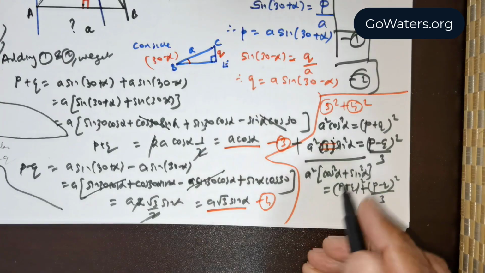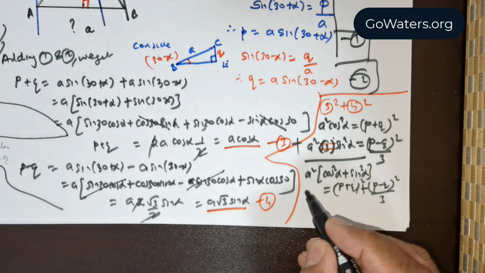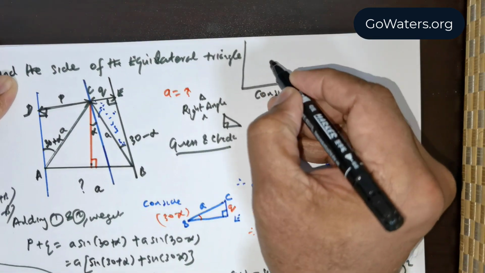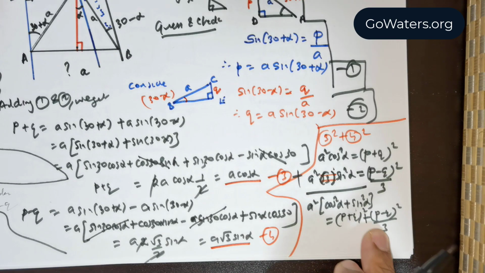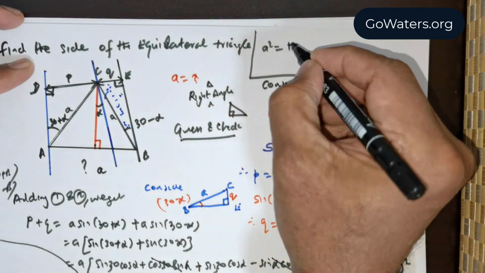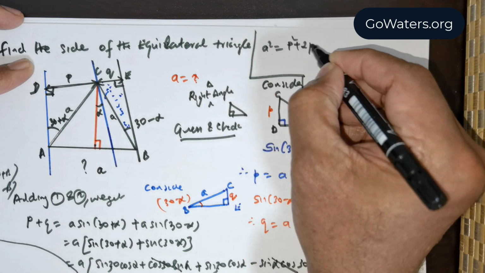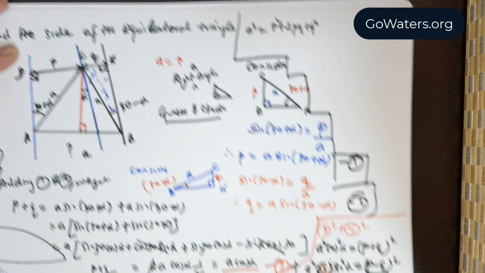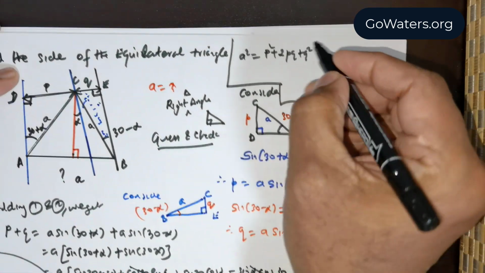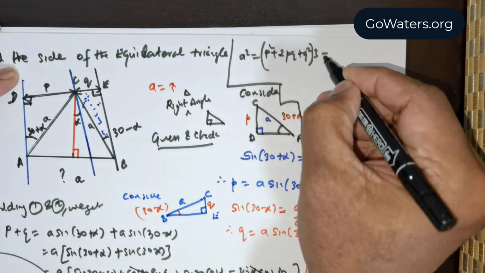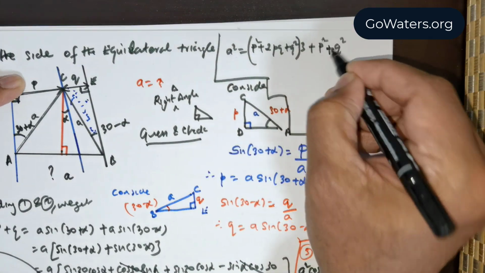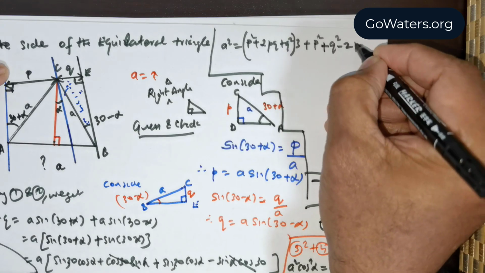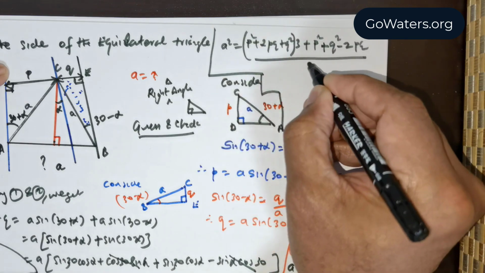Cos squared plus sin squared is 1. So I've got A squared here. So A squared is equal to (P + Q) raised to the power of 2 divided by (P - Q) raised to the power of 2. Now if you want, you can expand this. So this is going to be P squared + 2PQ + Q squared, and this is going to be multiplied with 3 + (P - Q) whole squared. So P squared + Q squared, and then - 2PQ divided by 3.